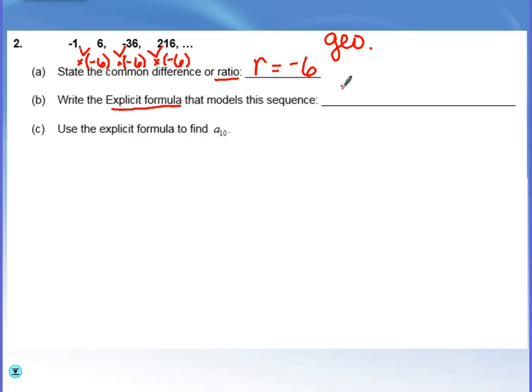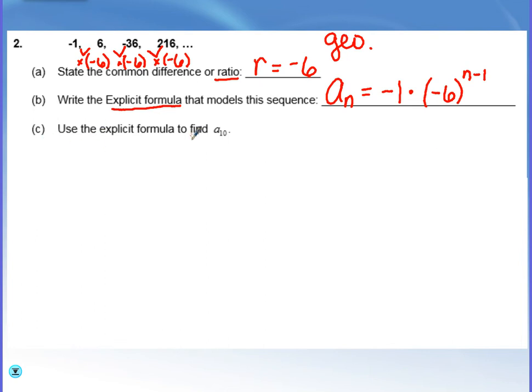So in this one, to get to any term, we use the first term. In this example, it's negative 1 times r, the common ratio. It's negative 6. Please get in the habit of always putting your common ratio in parentheses. That may help you out later on. And to the n minus 1 power. So this is our formula that we will use to get to any term we wish to in this sequence. Even if we wanted to get to the 500th term, we could.